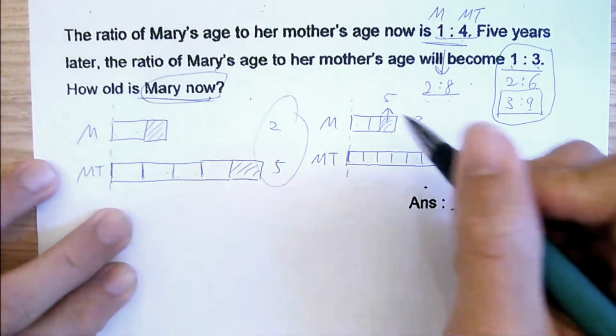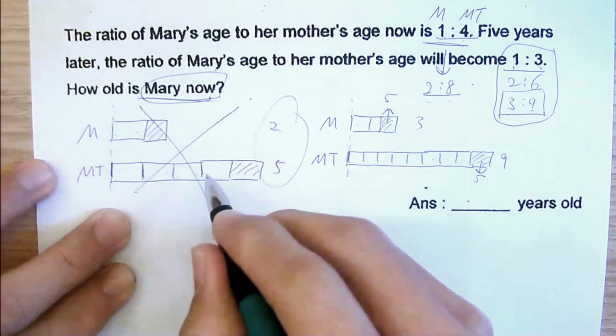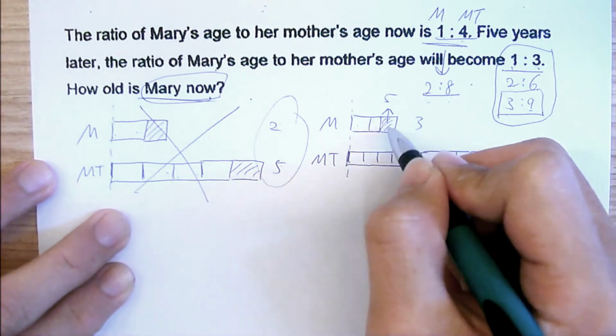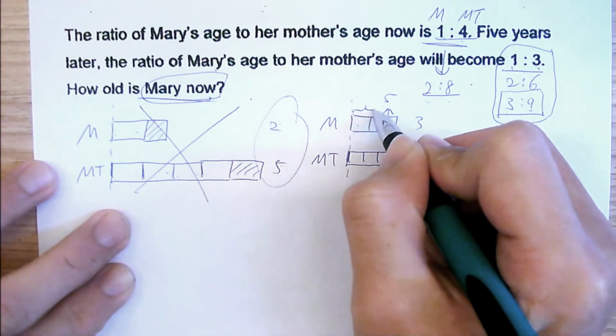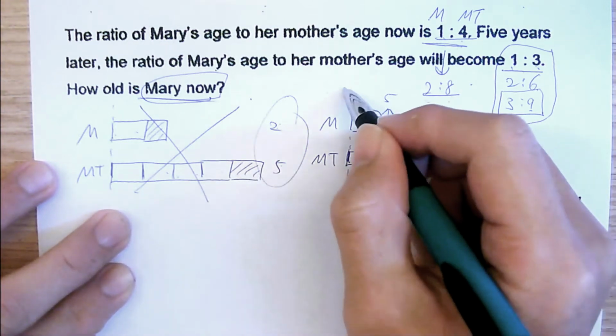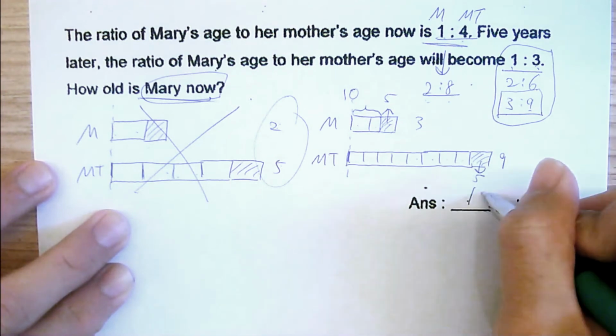Now that we have confirmed that 1 unit is 5 years, how old is Mary right now? We cannot use this model, this is the old one, we have to use this one. Before adding on the 5 years, Mary is only 2 units. And we know that 1 unit is 5. So 2 units must be 2 times 5 equal to 10, right? So Mary is only 10 years old right now.